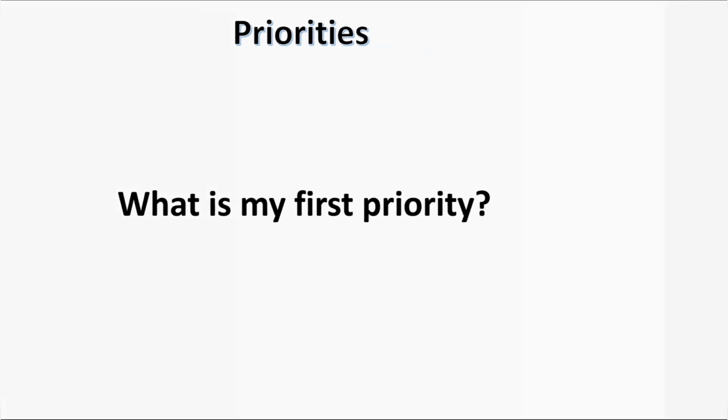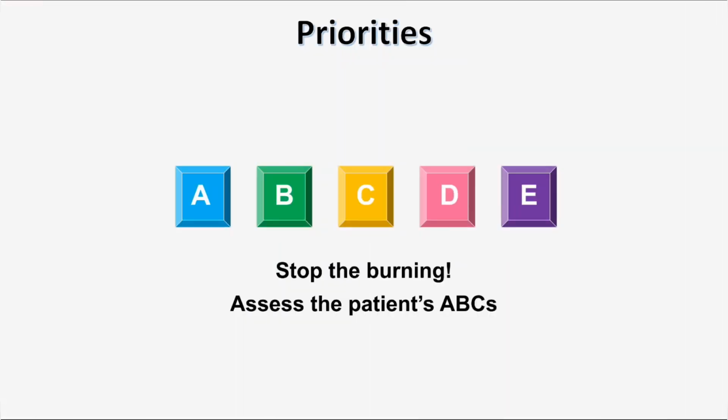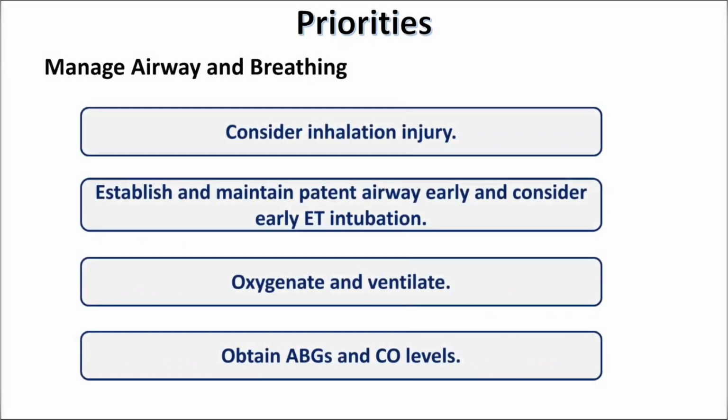So your priority in burn injury is airway, breathing, circulation, disability, and of course you have to stop the burning process in the first instance and then assess the patient as ABCD. The first priority is airway. So usually consider inhalation injury, especially if the burn happened in a confined space. Establish and maintain a patent airway early and consider early endotracheal intubation.